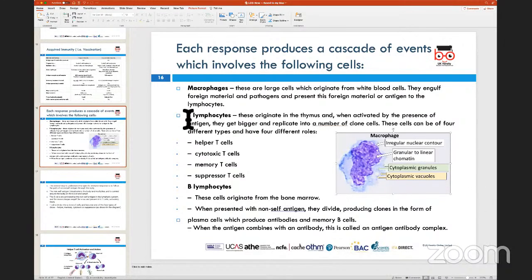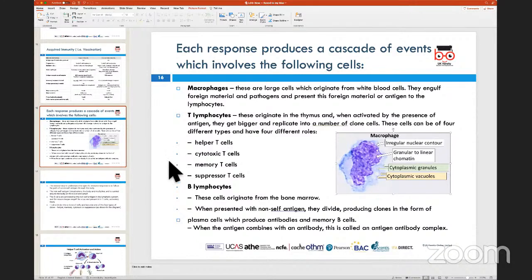Now, T lymphocytes are cells which originate in the thymus gland of our human body. The thymus gland is present somewhere just below your trachea in the throat section of your body. And these kinds of cells, when they're activated by the presence of antigen, would get bigger and replicate into a number of clone cells. These are further divided into four types. First type is called the helper T cells.